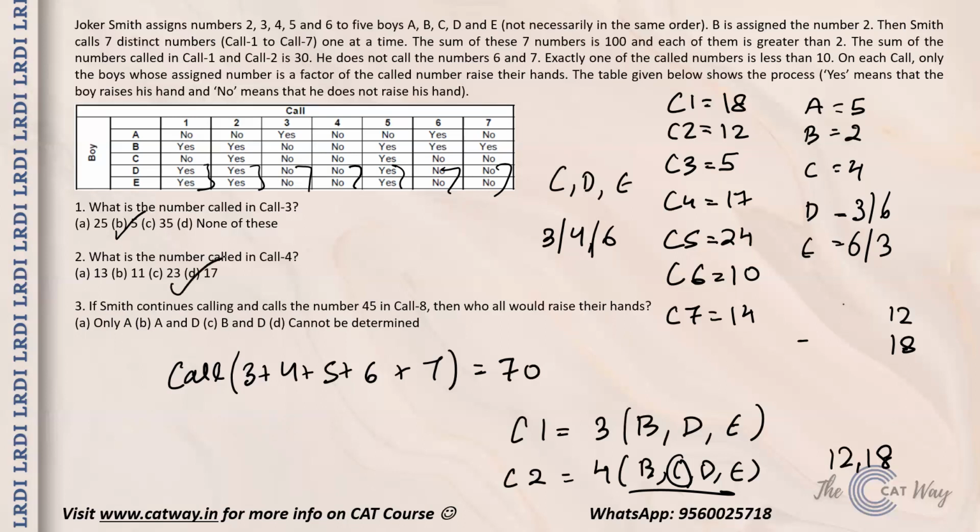Then if Smith continues calling and calls number 45 in call 8, who all would raise their hands? If the number is 45, that means the person who has been assigned 3 would be raising, and the person who has been assigned 5 will be raising. But as you can see, 3 is undetermined. We do not know if it is D or E. So we cannot exactly say if it will be A and D or A and E. So the correct answer for this question is option number D, cannot be determined.